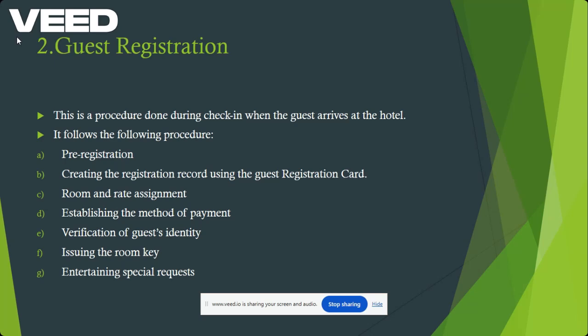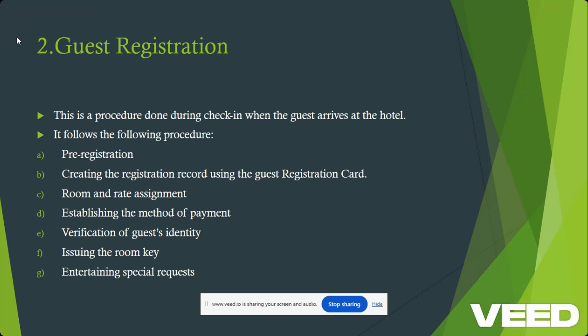Now you are checking in, you are arriving during the time you said you'll be coming. So it follows the following procedure. We do pre-registration, whereby you come, you give your information, or rather information was given during the reservation. So you did a brief registration during that period. So when you arrive now, the record will be there. So for those that have made a reservation, registration would already have taken place. For those that are walking in, you do it at that time when they are there at the reception desk.